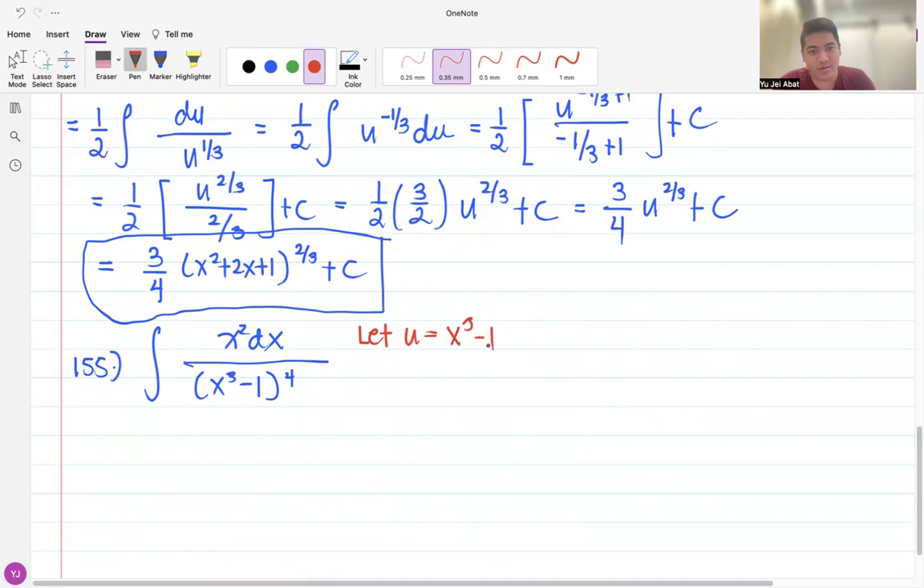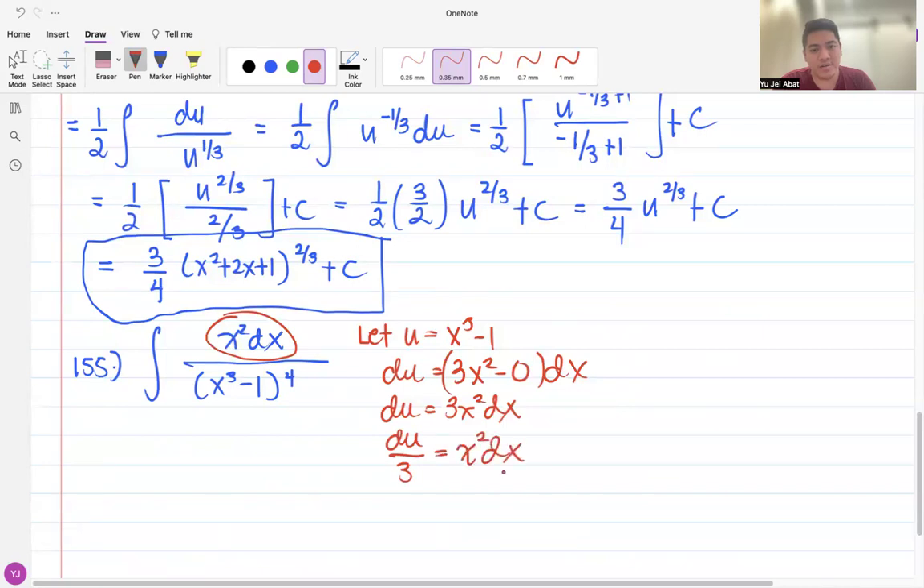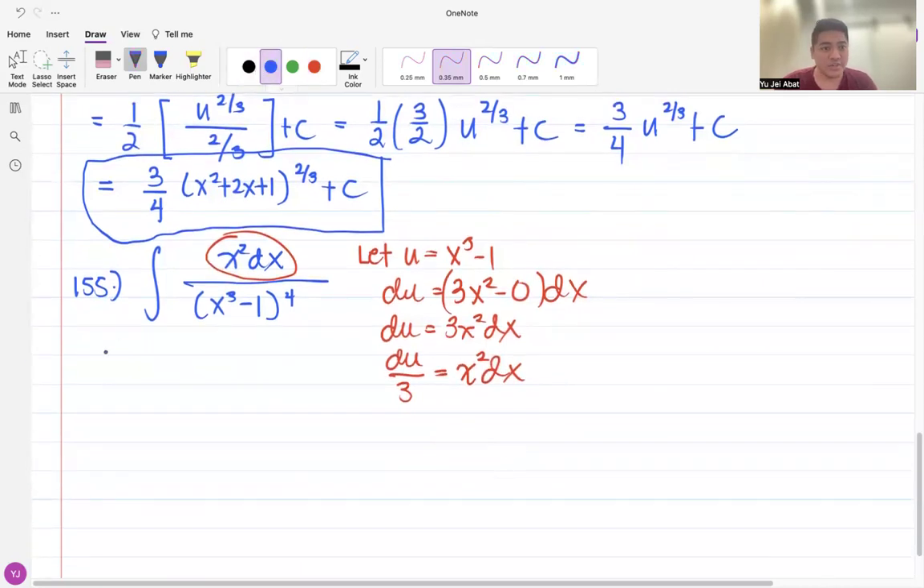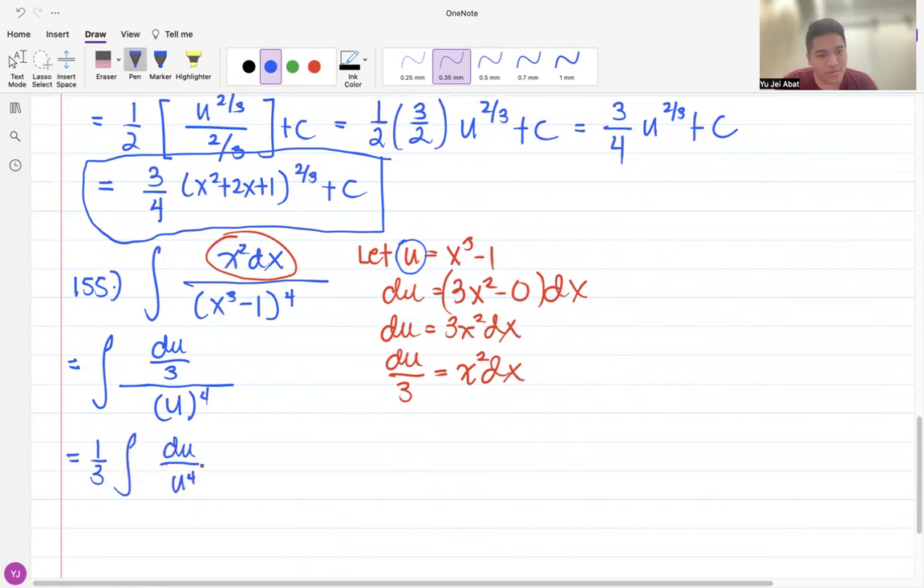So you have u equals x cubed minus 1. Derivative of that becomes 3x squared minus 0 dx, or simply 3x squared dx. So you now have x squared dx here. I can isolate x squared dx by dividing both sides by 3, so that I can freely substitute. So x squared dx becomes du all over 3, and x cubed minus 1 is our u, raised to 4, so don't forget the 4. So we have 1/3 integral of du all over u raised to 4.